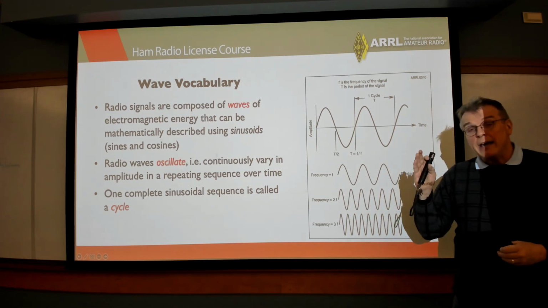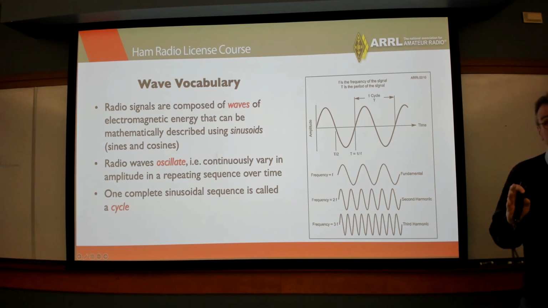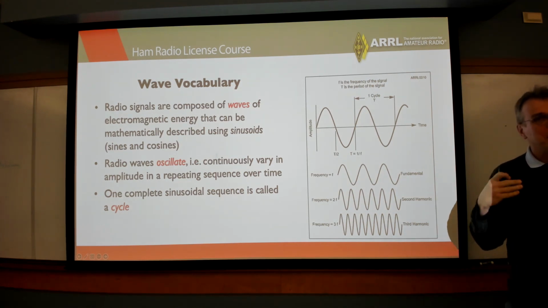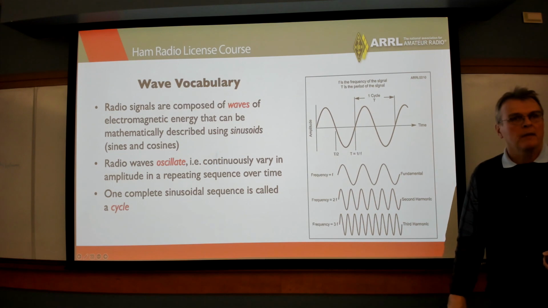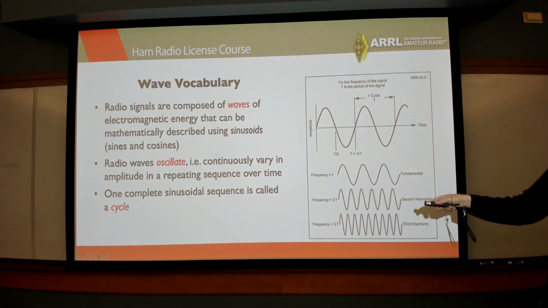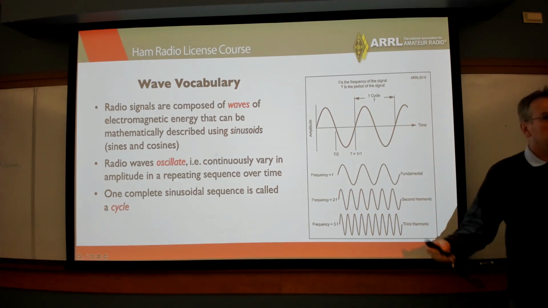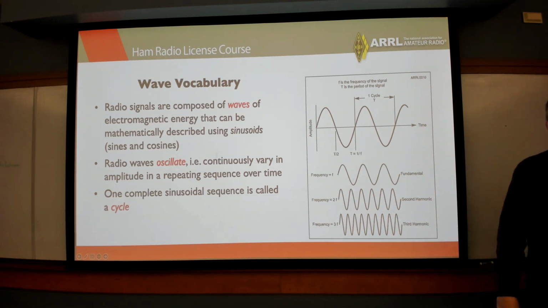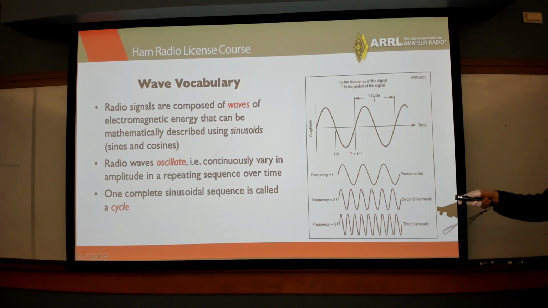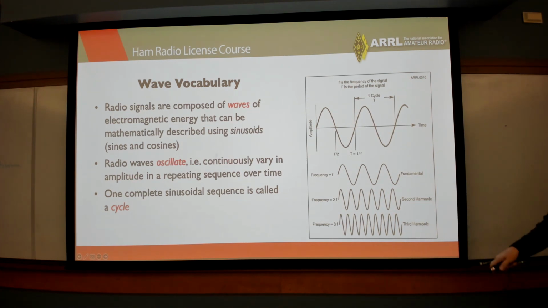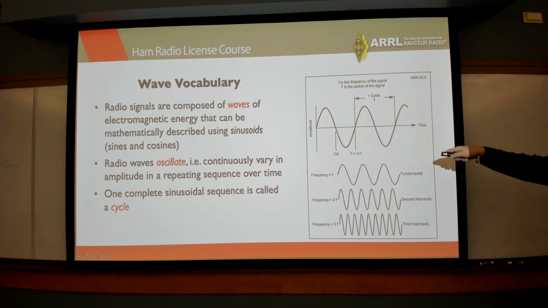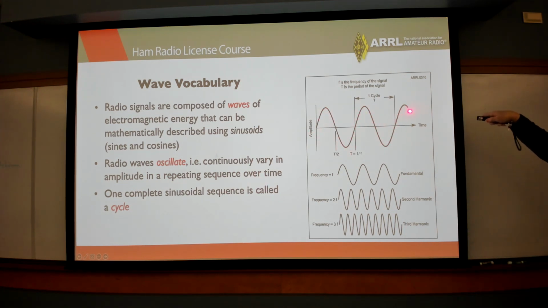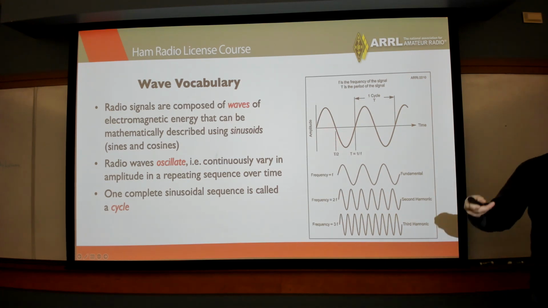And again, if you've had trigonometry, what I'm going to talk about here is not that unusual. A lot of these terms will be familiar to you. So, radio signals are composed of waves of electromagnetic energy, and they can be mathematically described using sinusoids, sines and cosines. So again, if you've taken trig, you've seen these concepts before. Radio waves oscillate, and by that I mean they continuously vary in amplitude in a repeating sequence over time. So a radio wave repeats this pattern over and over again.